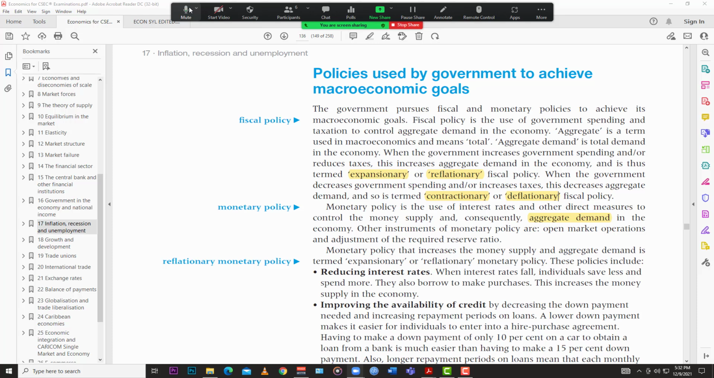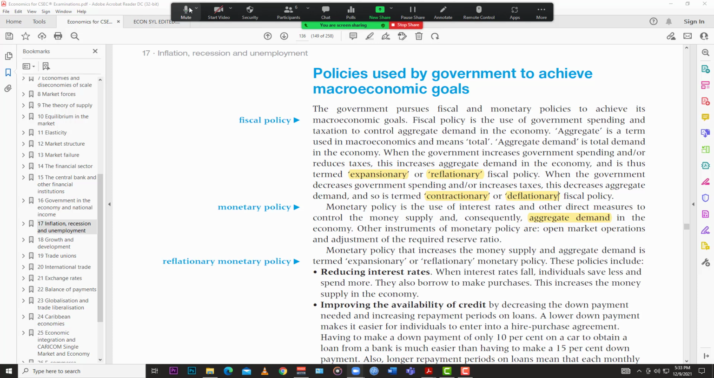It can either be through taxation or through government spending. Taxation is very easy to understand because if they increase tax, that will decrease demand. If they reduce tax, that will increase demand in the economy. So you can see how taxation can be used to manipulate the economy to get demand up or down.